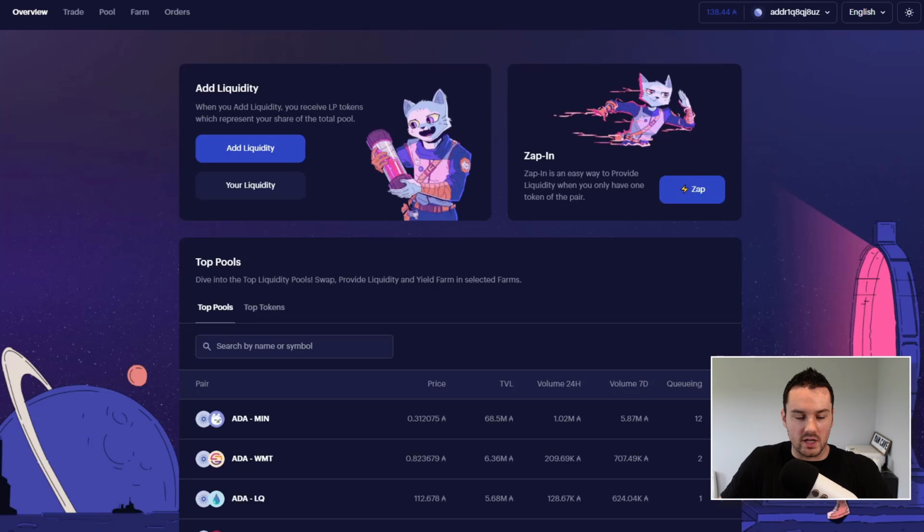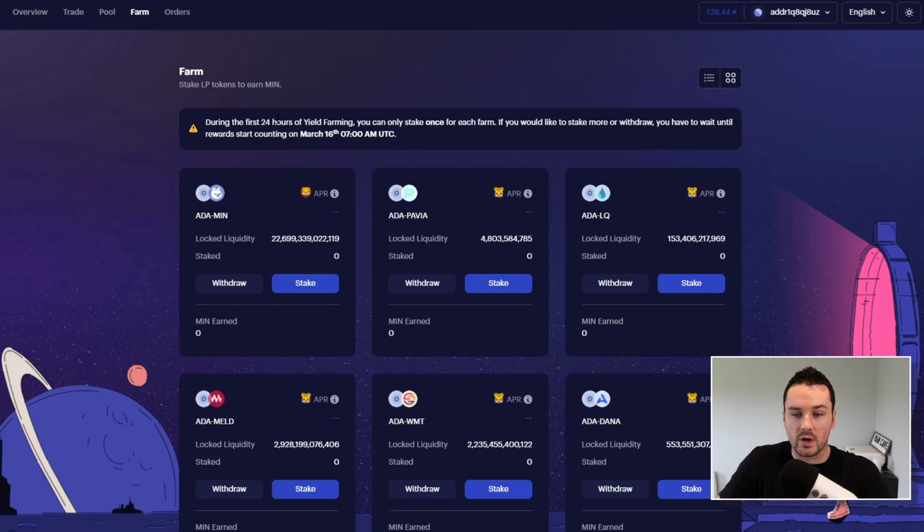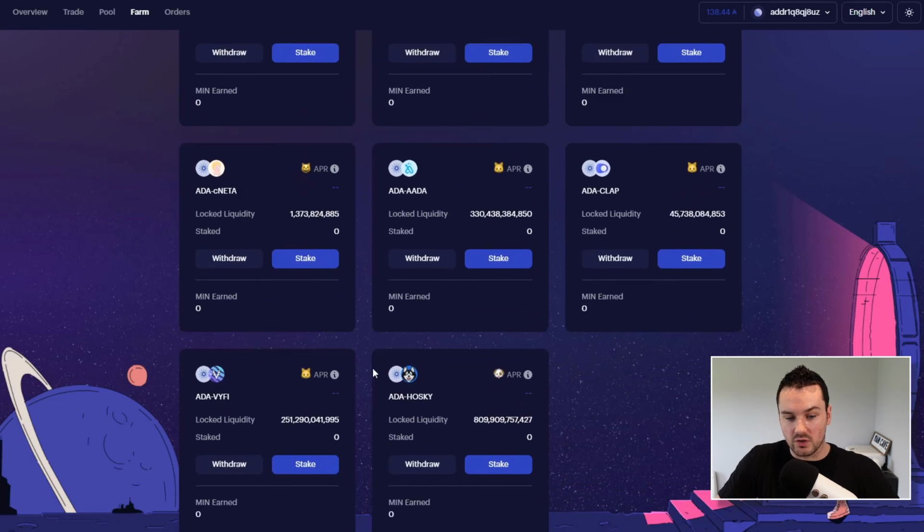So how to get involved then? When you come in here, you go over to farm, and what you will see on farm, you can see up here, during the first 24 hours, so we've 24 hours to provide liquidity before the farms start actually earning funds. Rewards will start counting from March 16th at 7 a.m. UTC. So these are the different farms that you can get involved in.